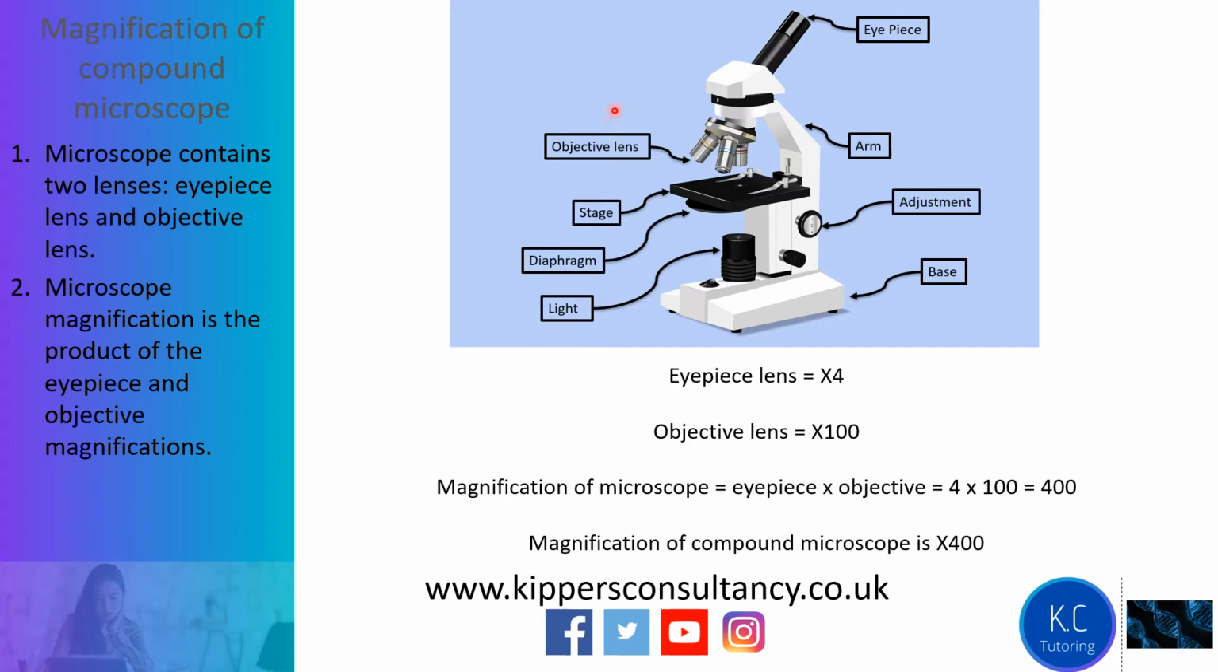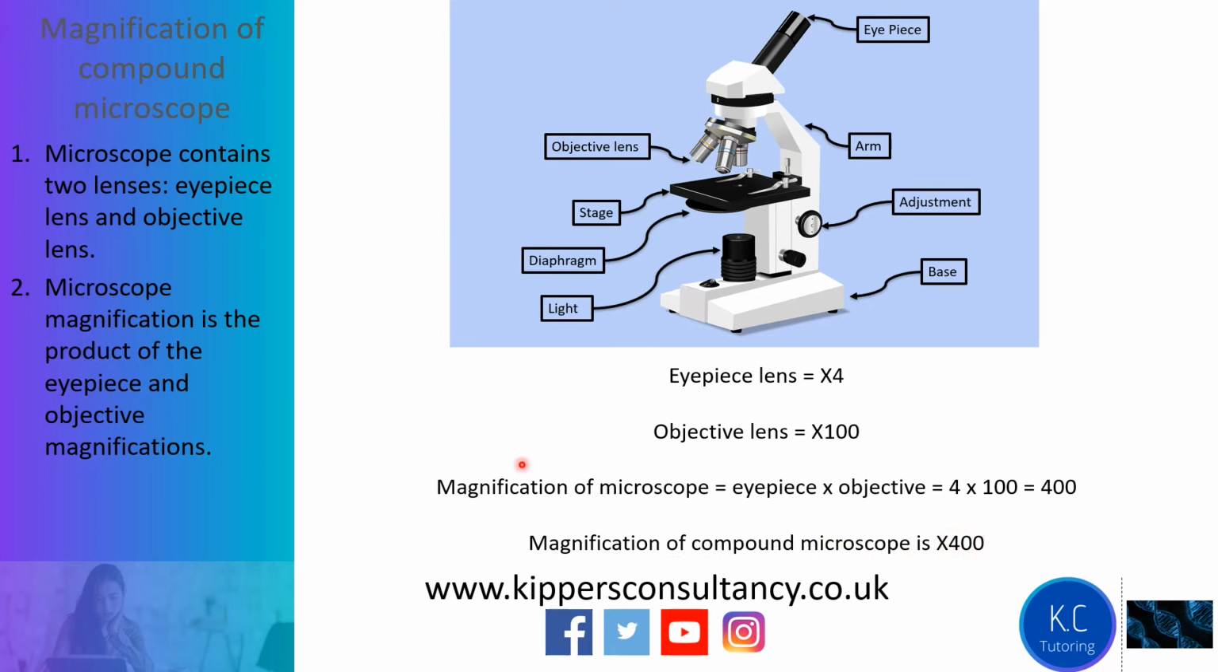For example, imagine this microscope has a magnification of its eyepiece lens of times 4 and the magnification of its objective lens is times 100. To work out the entire magnification of the microscope, we take the magnification of the eyepiece lens and multiply it by the magnification of the objective lens. In this case, 4 times 100 equals 400. So the magnification for the entire microscope would be times 400.